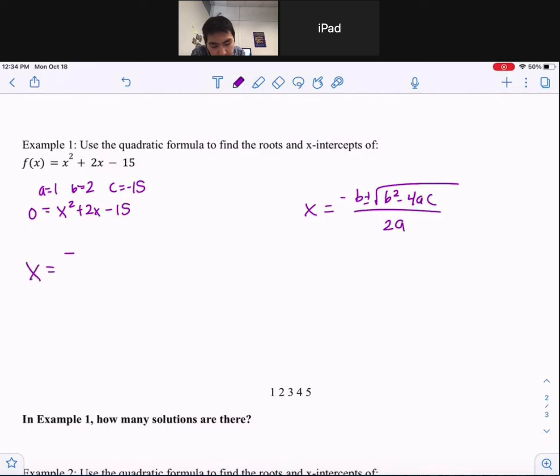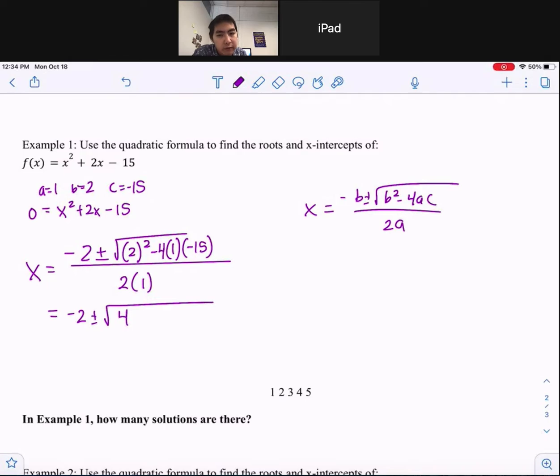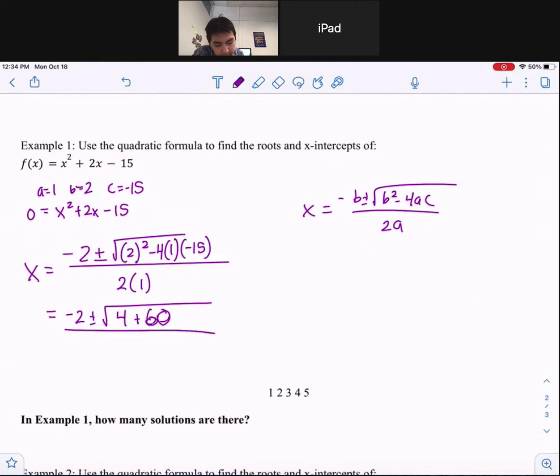x equals negative our b value, which is 2, plus or minus b squared, so 2 squared, minus 4, our a value is 1, our c value is negative 15, all divided by 2 times our a value, which is 1. Negative 2 plus or minus 4 times 1 times negative 15, which is positive 60, all over 2. Negative 2 plus or minus the square root of 64, all divided by 2.